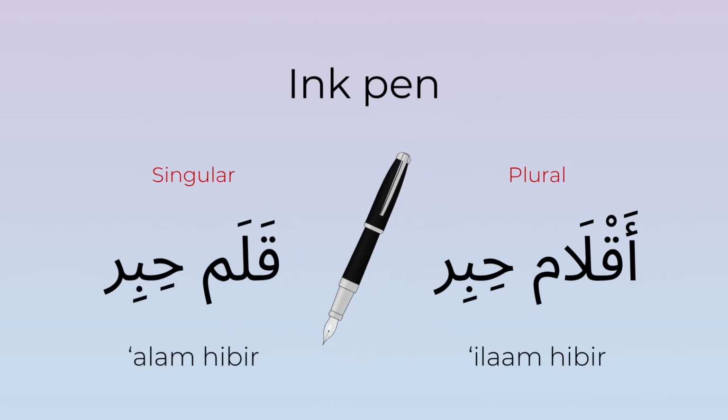Next we have ink pen or ballpoint pen. So we're going to use the same word that we just learned, but we're going to combine it with the word habir, which means ink. So the singular version is alam habir. Now the plural version is lam habir. Again, we're not pronouncing that first alif.